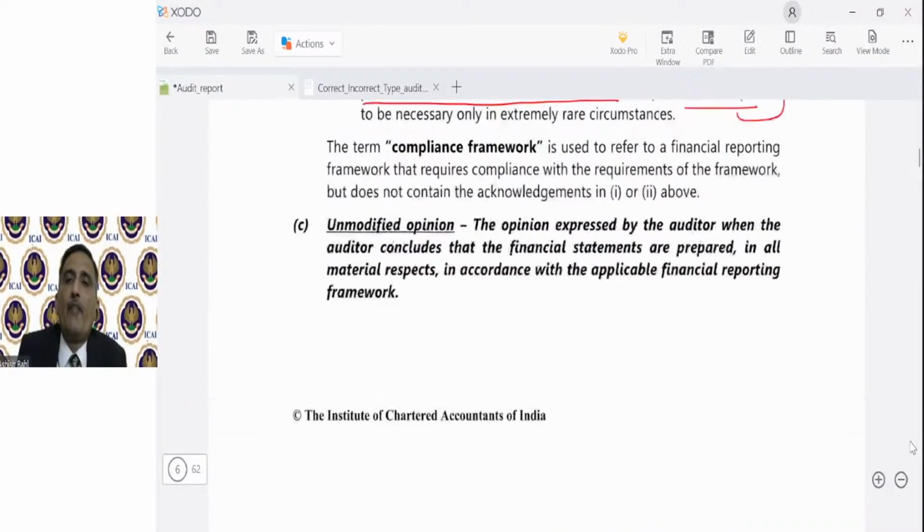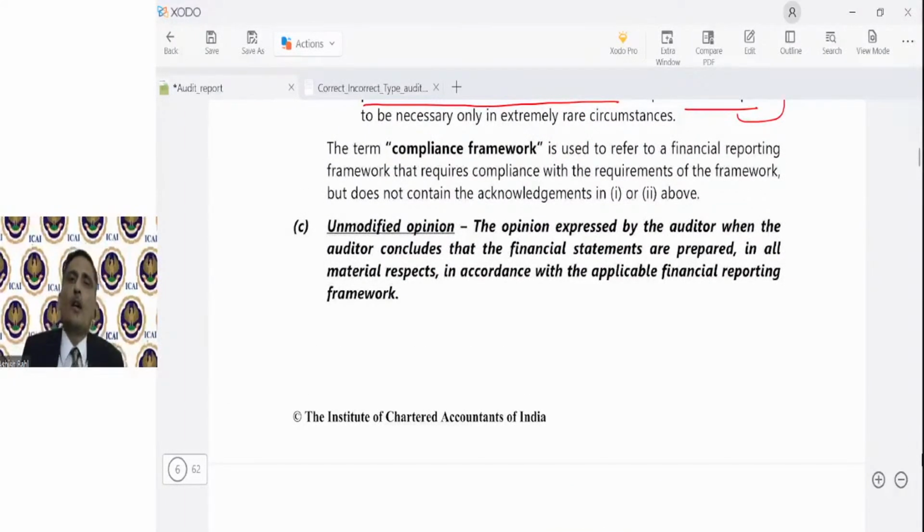So unmodified opinion. Guys, during your study from chapter 1 to chapter 10, the terms might have come up that an opinion can be modified, that an auditor can modify his opinion, that an auditor would express an unmodified opinion. Now all these things we are going to study in this chapter, chapter 10. So what is an unmodified opinion?